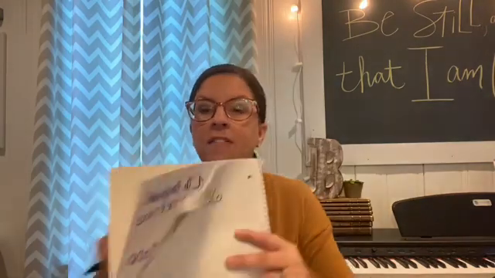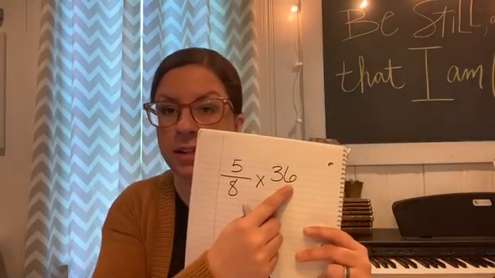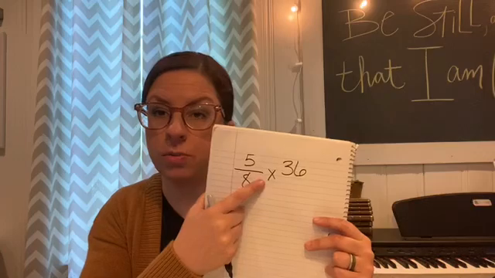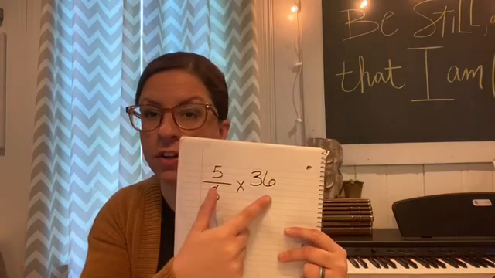Remember, when you're multiplying a fraction times a whole number, you are telling about how many groups, so that number is divided into groups, which is the denominator, and you're telling about how much would be in that many groups. Let me show you. Okay, so 5/8 times 36. Remember, we said that can also be 5/8 of 36.